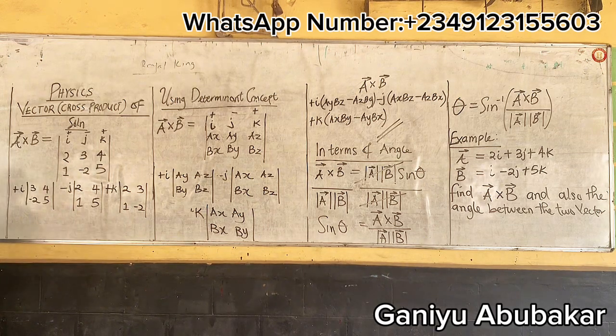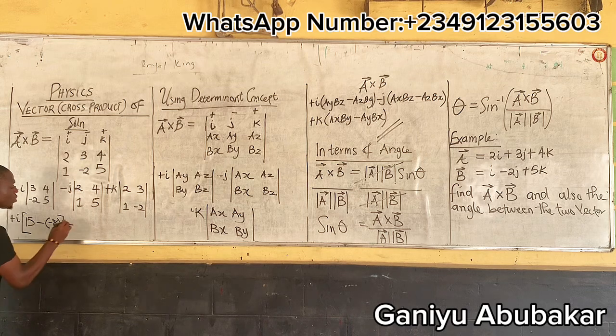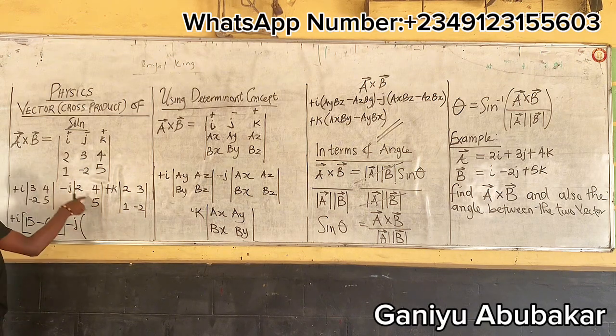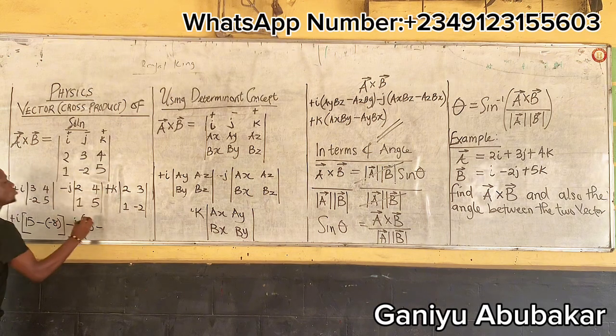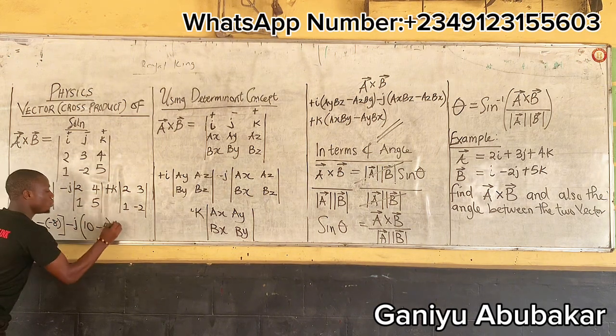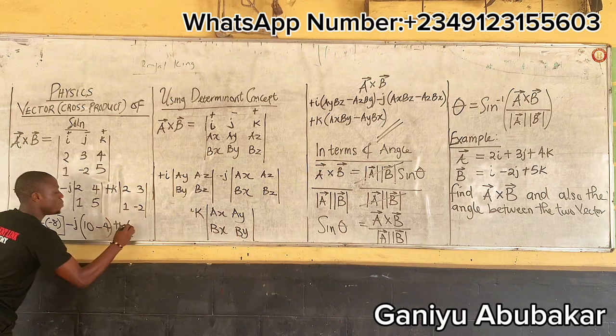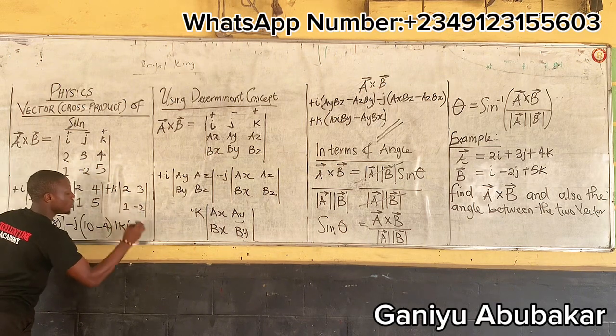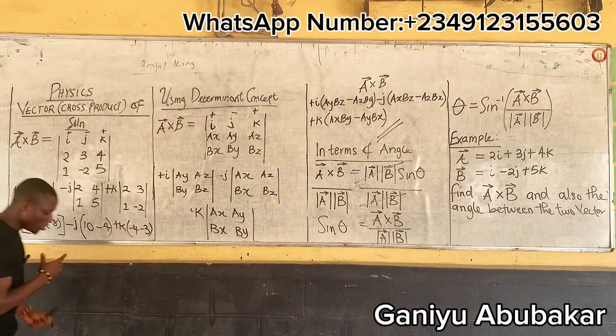What next? I'll have plus i. Open a bracket this way. 3 times 5 is 15. Minus 4 times minus 2 is minus 8. Observe the way I did this. Then this is minus j, multiplied by 2 times 5, minus 4 times 1. Then plus k, multiplied by 2 times minus 2, minus 3 times 1. That's the concept. Let's get this done.